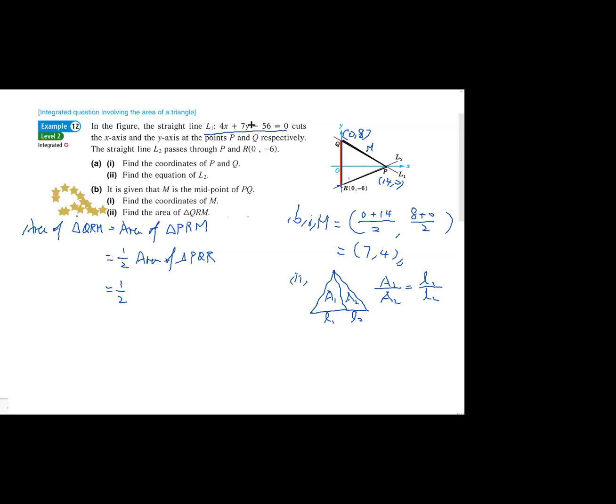If we use QR as the base, then the height will be drawn from P perpendicular to QR, that is PO. Because QR is a vertical straight line and PO is a horizontal straight line, they are automatically perpendicular to each other. So if we choose QR as the base, then PO will be the height of the triangle.